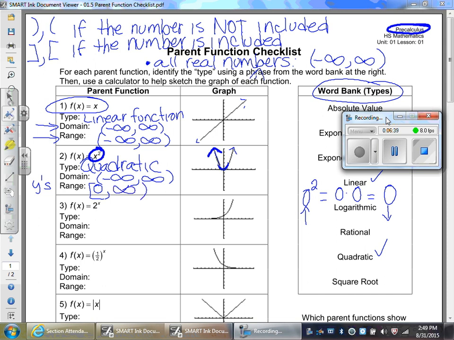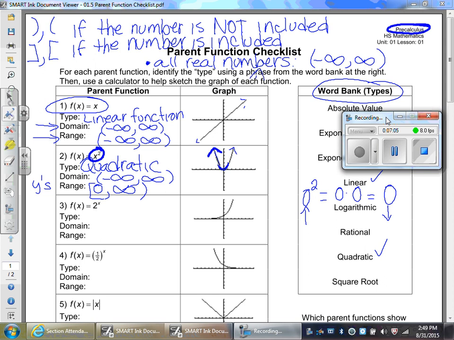Now, have you guys noticed that I don't use the bracket with infinity or negative infinity? The reason for that is that infinity or negative infinity, they're just a concept. They're not a set numerical value. So because of that, we don't say including infinity. There are actually books written on what infinity is. All right, so the next one.